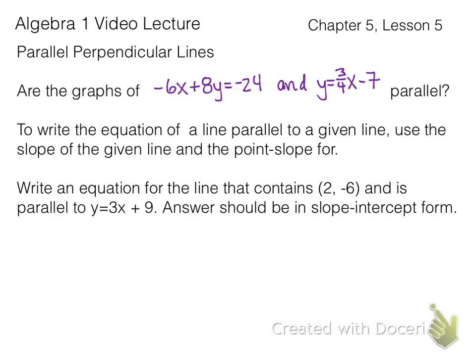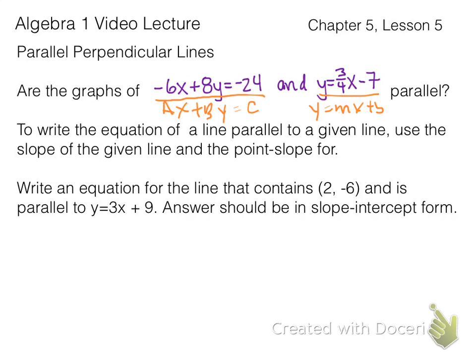Okay, moving on. Are the graphs of -6x plus 8y equals -24 and y equals 3/4 x minus 7 parallel? The first graph is in standard form, which is ax plus by equals c. And the second graph is in slope-intercept form, which is y equals mx plus b.